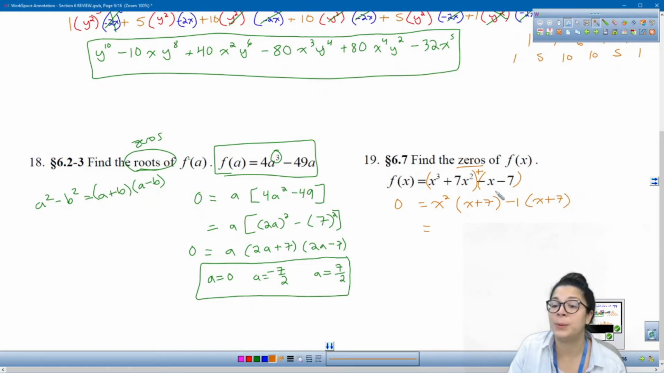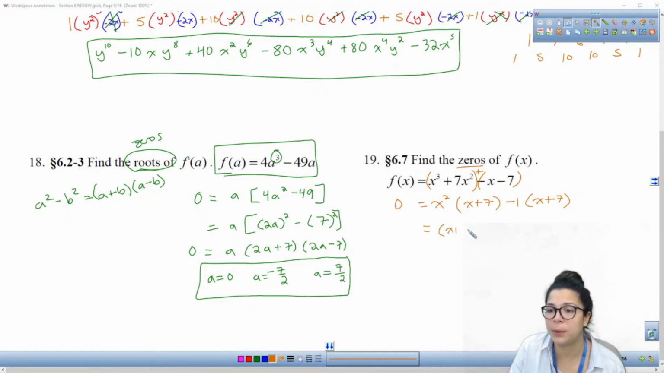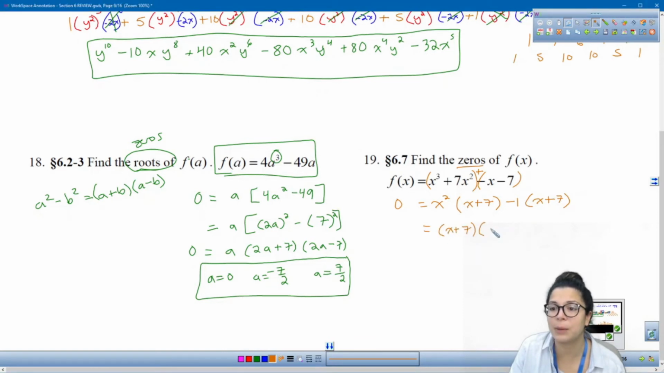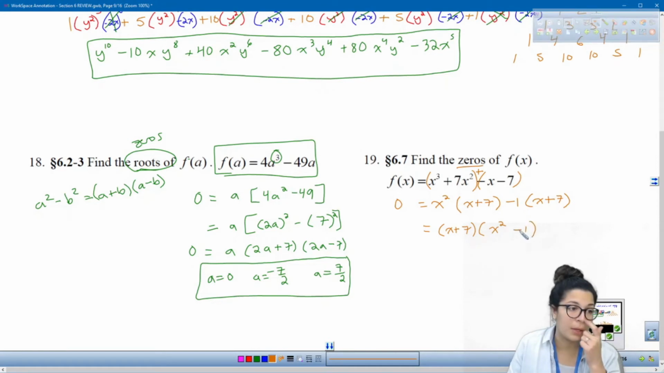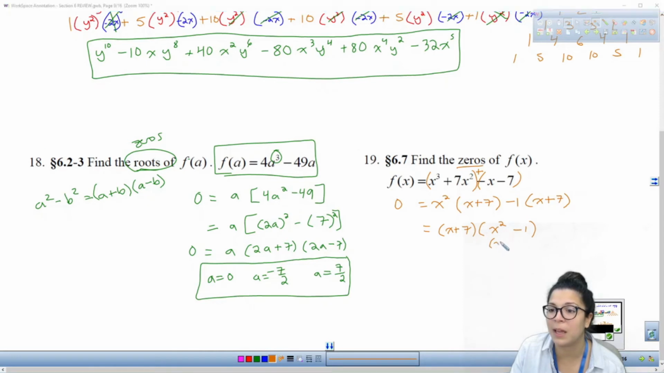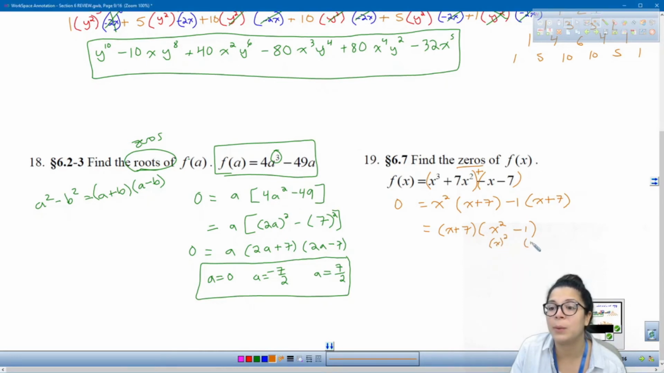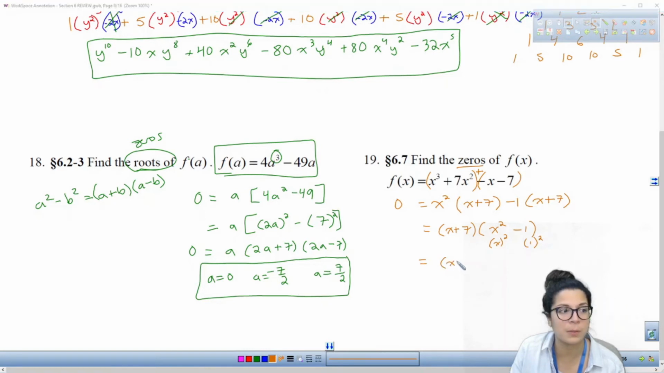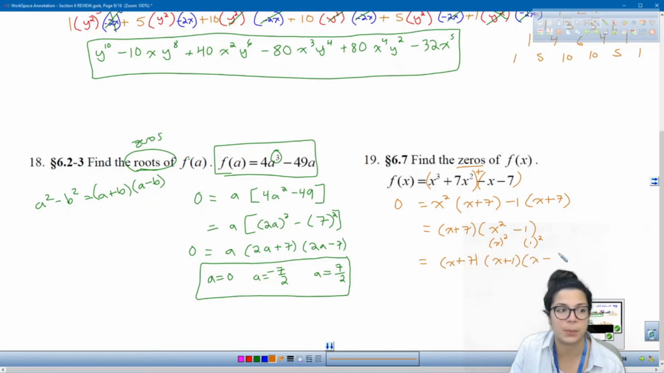All right, which means I can factor out x plus 7 on both. On the first term, that would just leave me x squared. On the second term, that would leave me with -1. Now, you might think you're done, but you are not, because this is the difference of squares, right? A squared minus b squared factors into a plus b times a minus b. The a value would be x, the b value would be 1. So this final factored form will be x plus 7 times x plus 1 times x minus 1.